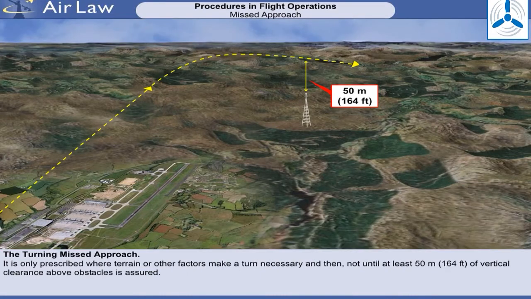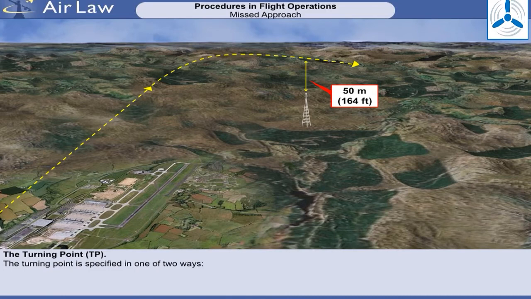The turning missed approach is only prescribed where terrain or other factors make a turn necessary. Where turns greater than 15 degrees are required, they shall not be prescribed until at least 50 metres of vertical clearance above obstacles has been ensured. If a turn from the final approach track is made, a specially constructed missed approach area is specified.